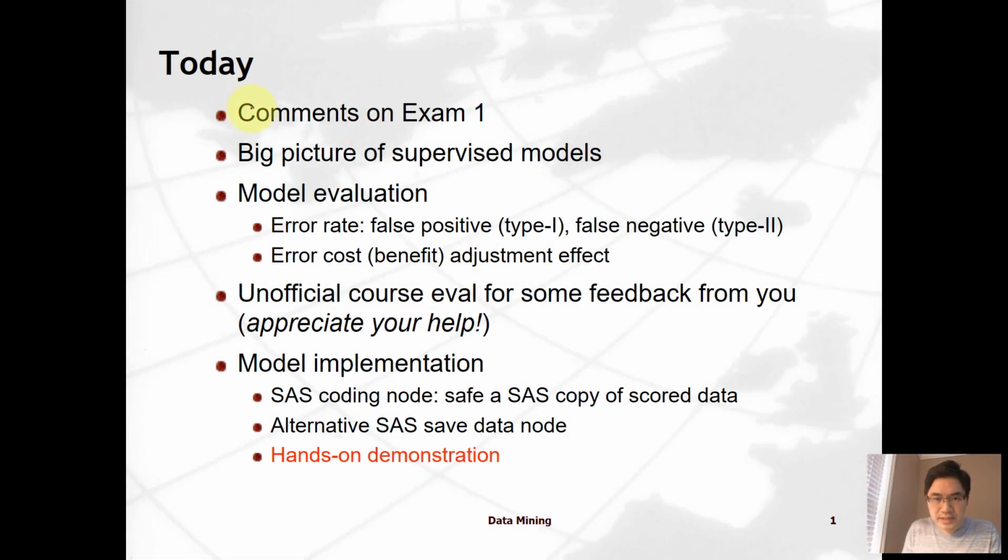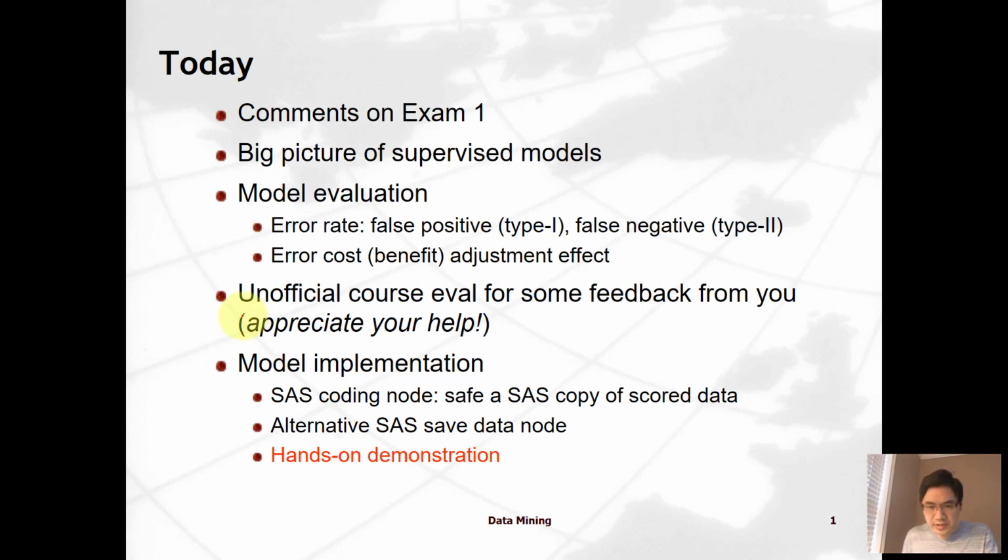Here are our tasks today. First, I'm going to have a few comments about exam 1, and I'll talk a little bit about the big picture of data mining, particularly about supervised models. And we'll talk about the main topic of this week, model evaluation. I'll introduce several new concepts and use some examples to illustrate those points. And in homework, you'll practice with these concepts on a specific problem.